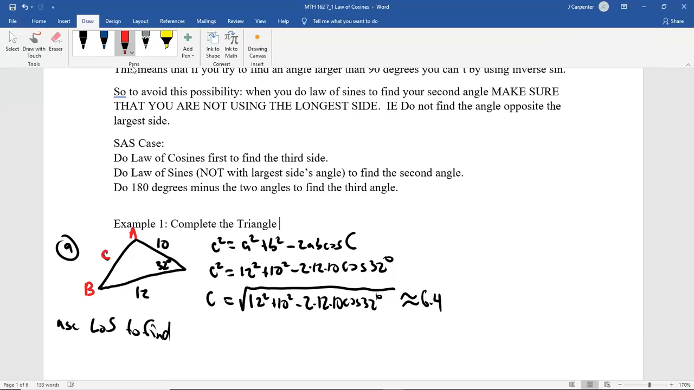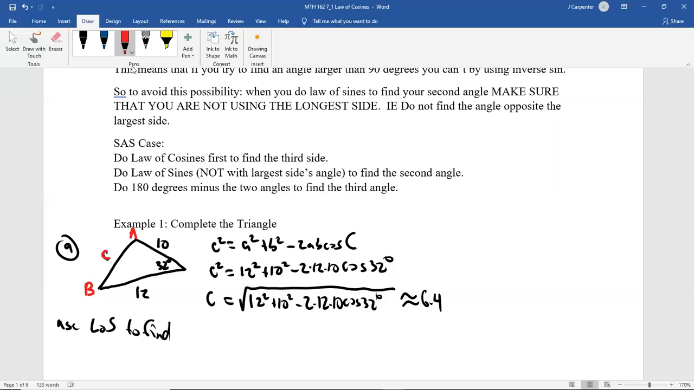So some people will think we can use the law of sines to find either of angle A or B, but that's not quite true. Sometimes it's true, sometimes it's not. And if you don't know which case you're in, you're going to get it wrong sometimes.